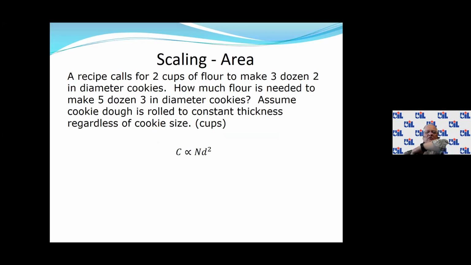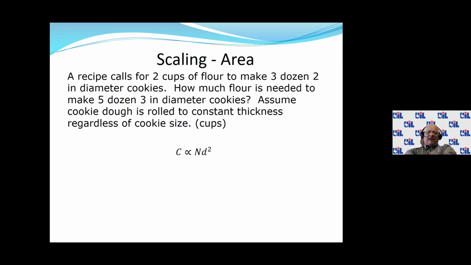So what I can do, again, is start with this proportionality: the number of cups of flour I need is proportional to the number of cookies I want to make times the diameter squared of the cookies. And this comes from the fact that it's diameter squared and not diameter cubed, because the volume of a cookie is going to be diameter squared times the thickness, and the thickness is a constant, so it drops out of the proportionality, right?